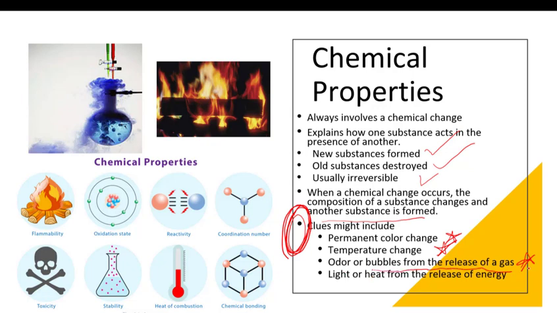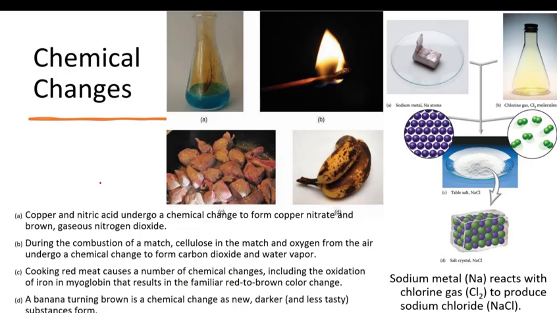That means that gas is being produced as a product, or that light or heat from the release of energy is being produced. Here's some other examples of chemical properties that you can look at. Here's some more examples of chemical changes.